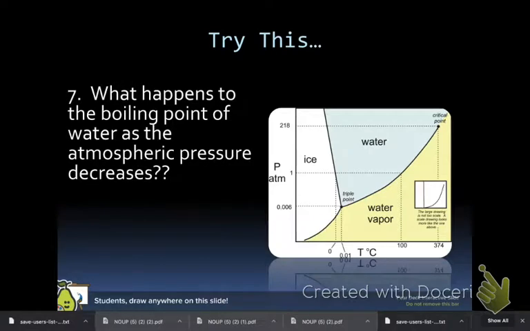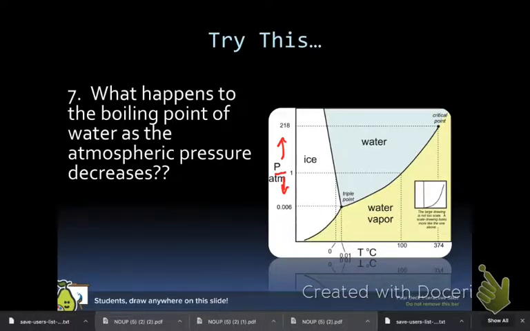So what's going to happen to the boiling point of water as the atmospheric pressure is decreasing, as the pressure is getting lower? Okay, well, let's look at that. Here our pressure is increasing. Here's our 1, our normal, and pressure is decreasing. So let's decrease our pressure and think about how you could decrease your pressure.